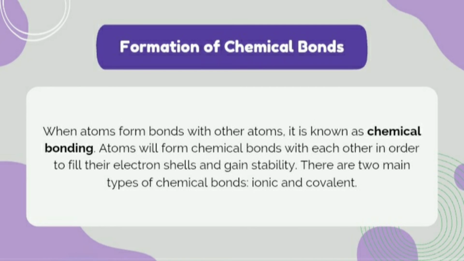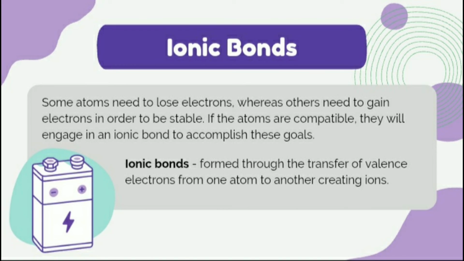So next nga po is the formation of chemical bonds. When atoms form bonds with other atoms, it is known as chemical bonding. Atoms will form chemical bonds with each other in order to fill their electron shells and gain stability. May 2 main types of chemical bonds po, which is ionic and covalent bonds. Ionic bonds form through the transfer of valence electrons from one atom to another, creating ions.